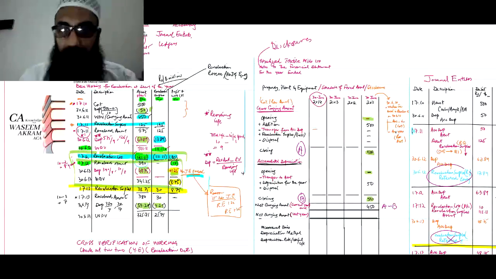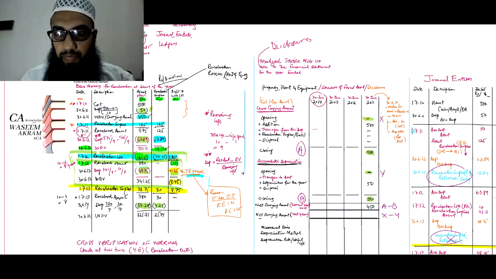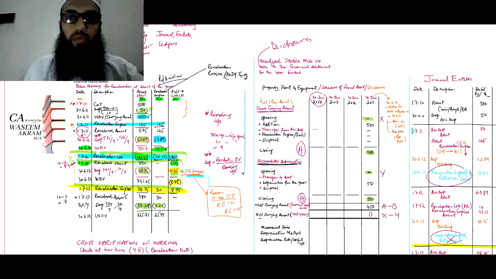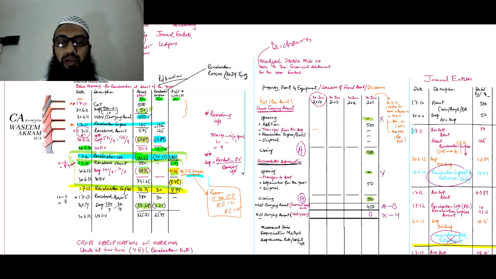So I can write here as X and here as Y. So this is X minus Y. So 0 minus 0 is equal to 0. Our note is complete with respect to amounts. What other things come in the note? We have completed our note with respect to amounts.